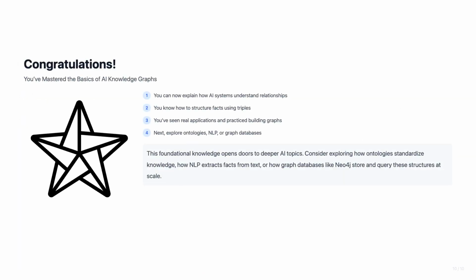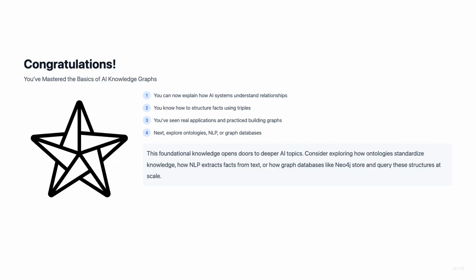Congratulations! You've just completed a solid introduction to AI knowledge graphs. You now understand how machines go beyond keywords to grasp meaning through connected knowledge. You can define entities and relationships, structure facts as triples, and recognize how this technology powers tools like Google Search and Alexa. You've also practiced building your own mini graphs, giving you hands-on experience with the foundations of reasoning.